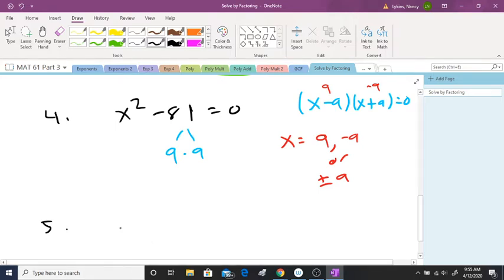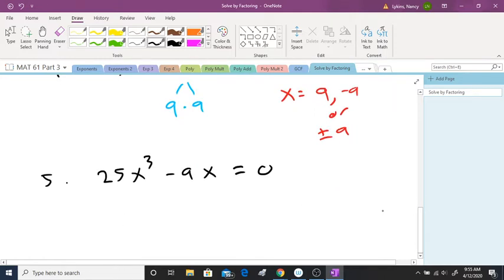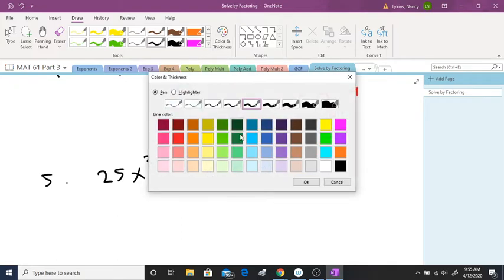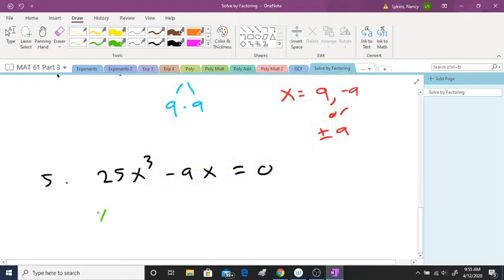Okay, number 5. Now this is the one that's understanding a few points here. One is we can factor the x out. And second, look at your 25 and your 9. They're perfect squares. So the first thing I'm going to do is bring out my x. And that leaves me 25x squared minus 9 equals 0.